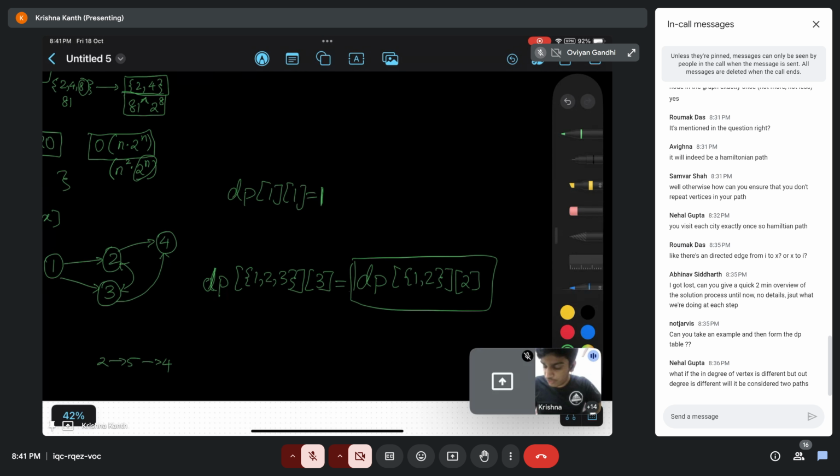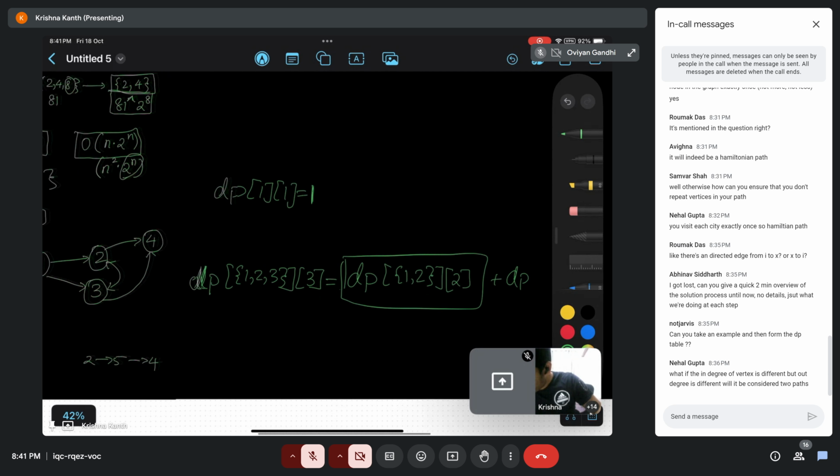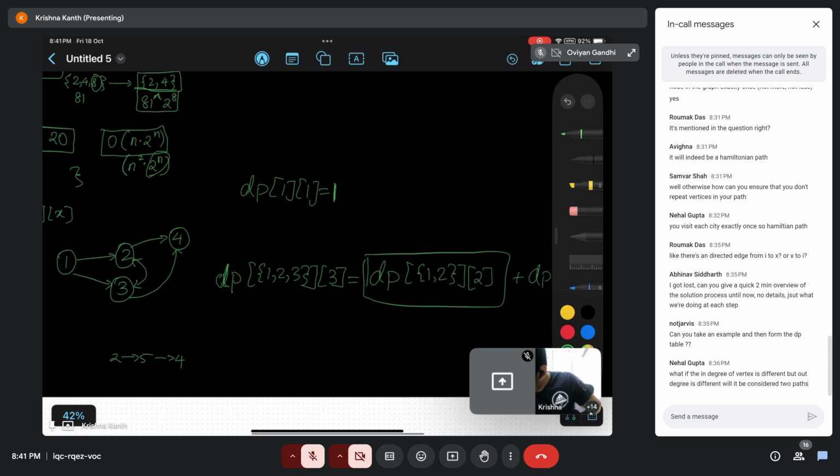The number of ways to visit all the nodes 1 to 3, such that you end at 3, is the number of ways to visit the nodes 1 to 2 ending at 2, such that you go from 2 to 3. Okay, there's also an edge from 1 to 3. Sorry. No, sorry, that would be included. Yeah, this is the only way. Does this make sense? Whoever asked for an example.